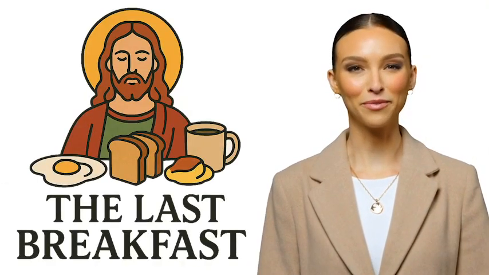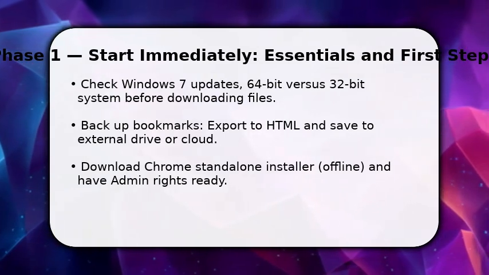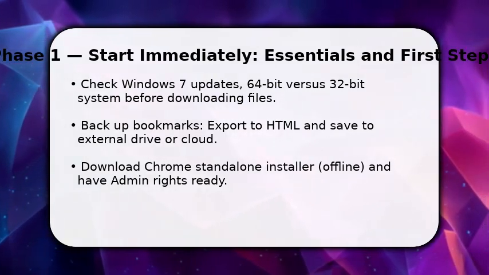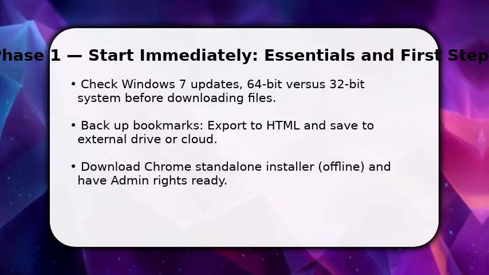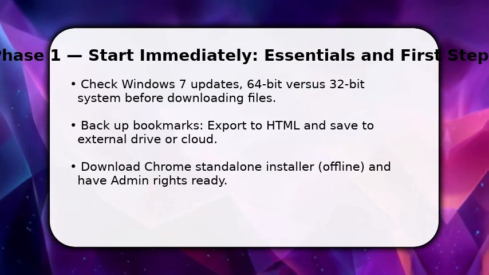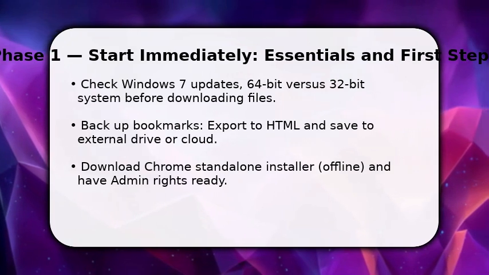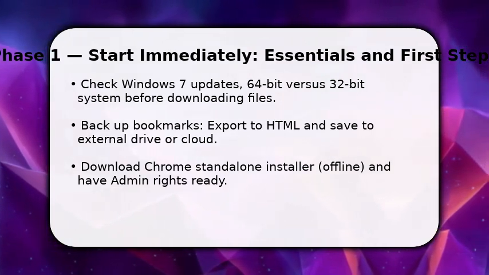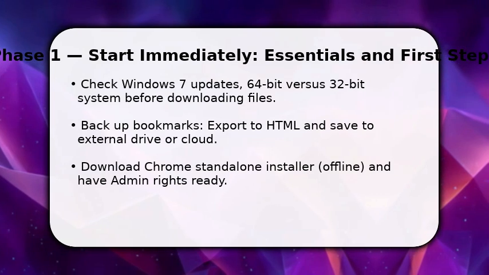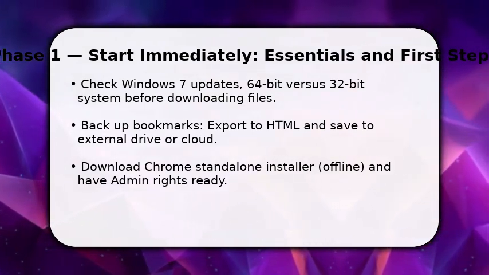Please enjoy the video. You begin by confirming system type and getting admin rights. This matters because a 64-bit installer behaves differently than a 32-bit one. Once you have backups of bookmarks and extensions, download the Chrome offline standalone installer so Windows 7 network issues don't interrupt setup. Make sure updates are applied enough to support TLS and modern ciphers. Without that, Chrome may fail.